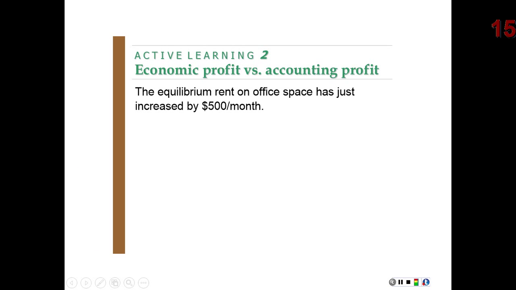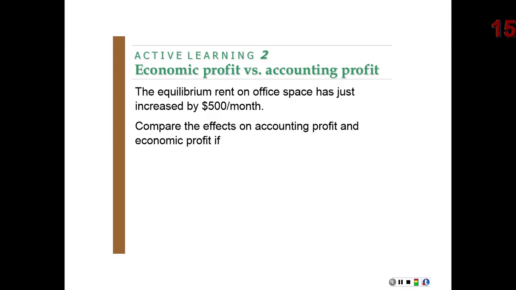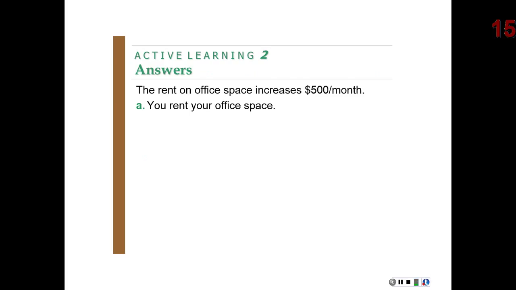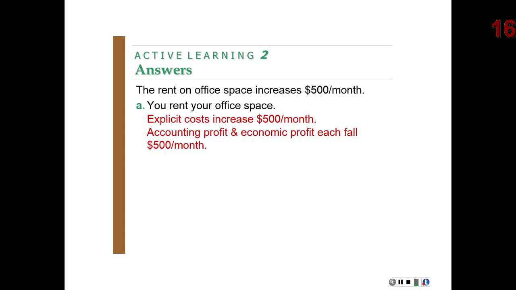Another example, let's just say the equilibrium rent on office space has just increased by $500 a month. Let's compare the effects on accounting profit and economic profit if A, you rent your office space, or B, you own your office space. Hopefully you can think through this. Obviously, if you're renting your office space, your rent is an explicit cost. So an increase in your explicit costs is going to decrease both accounting and economic profit by $500, because both accountants and economists will recognize the increase of explicit costs by $500.